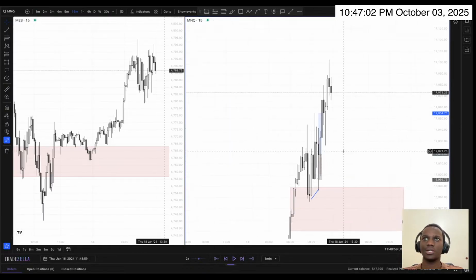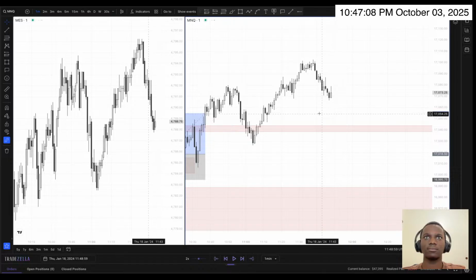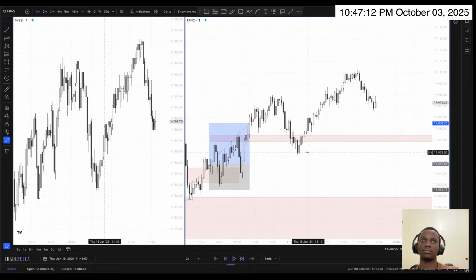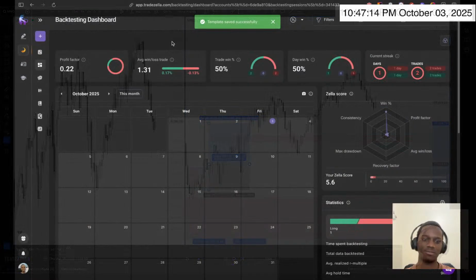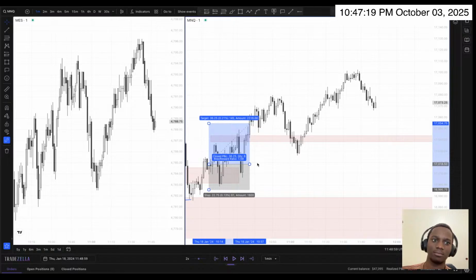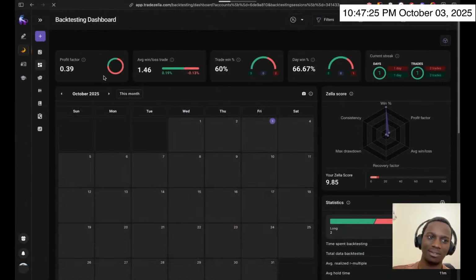So small range day, but internally, let's just see. So this gives you a really low win rate, but a good move. I really hate that trade, man. This trade ruined everything.